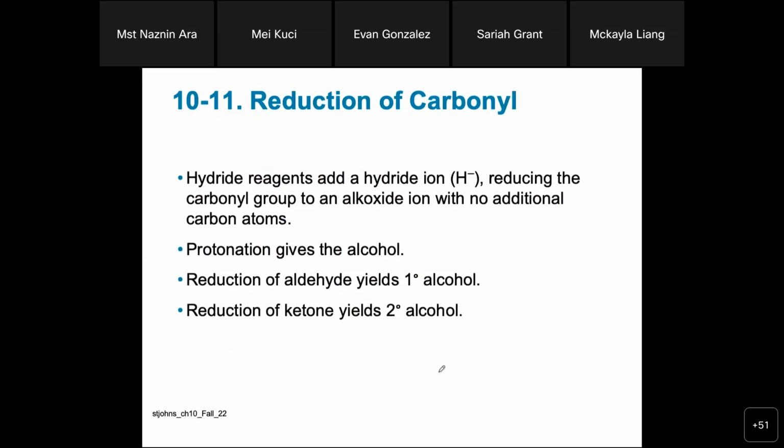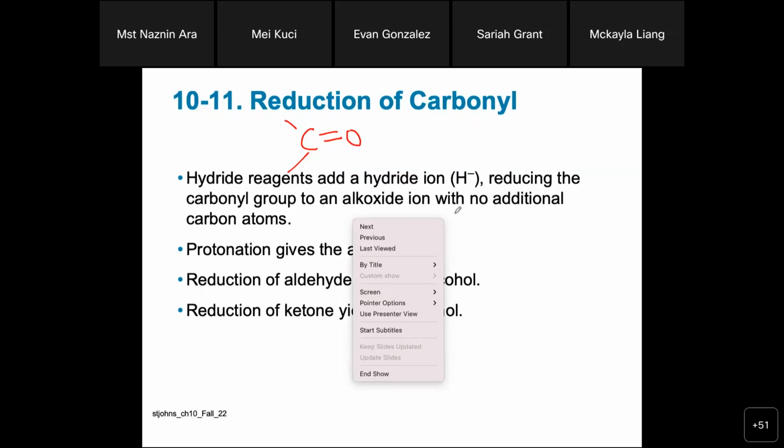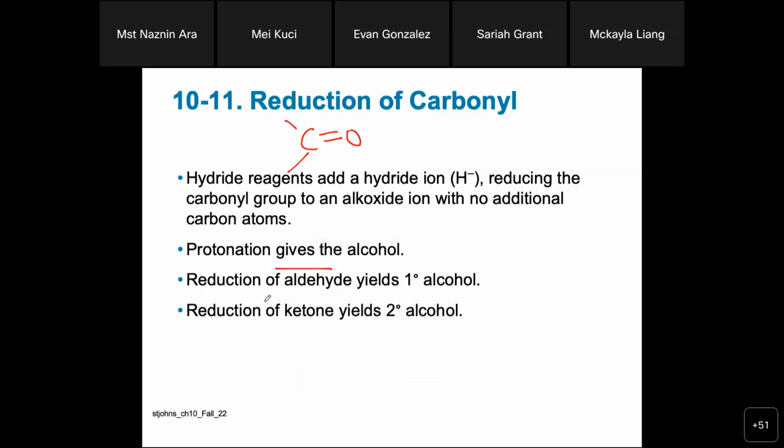Now the reduction of carbonyl. This is also another very interesting and famous reaction. I think you know that oxidation means the gain of oxygen and reduction means the gain of hydrogen in the product, correct? So when a hydride reagent adds hydride ion, reducing the carbonyl carbon, we already know, correct? When we add the hydride ion, it reduces the carbonyl group to an alkoxide ion with no additional carbon atom. Then protonation gives the alcohol.